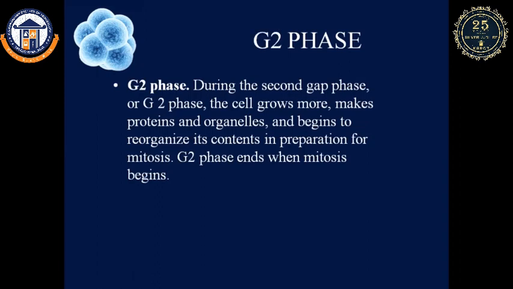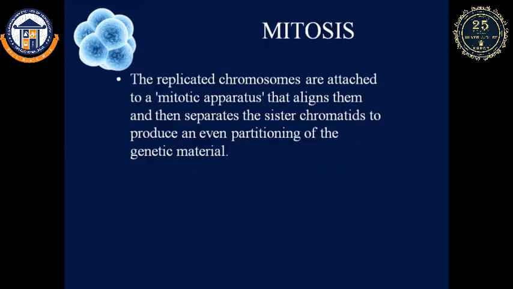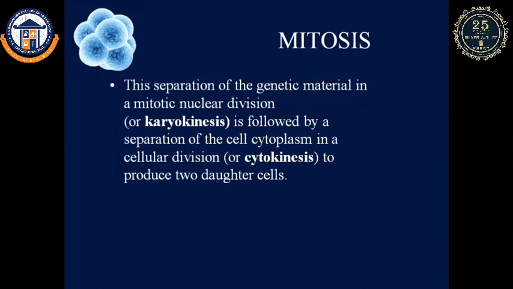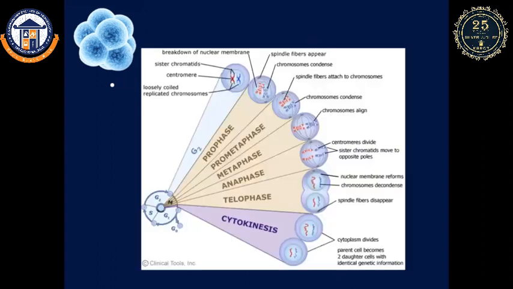Next, in G2 phase, the cell grows more and makes proteins and organelles. It begins to reorganize its contents and prepare for mitosis. At the end of G2 phase, the mitosis phase takes place. Mitosis is the attachment of a mitotic apparatus, and it separates the sister chromatids into two, partitioning the genetic material. The separation of the genetic material in nuclear division is called karyokinesis, and the cytoplasm separation is called cytokinesis.